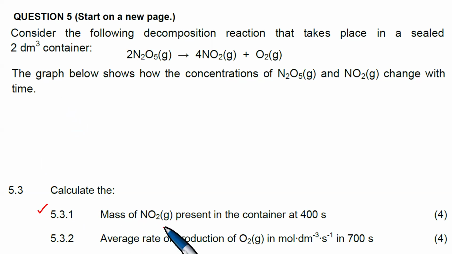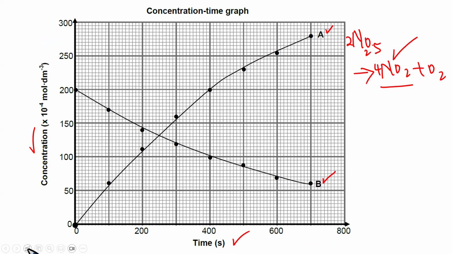Calculate the mass of NO2 gas present in the container at 400 seconds. Let us take a look at the graph. At 400 seconds, here we are at 400 seconds. I know that it must be exactly on this thick line here, like so.